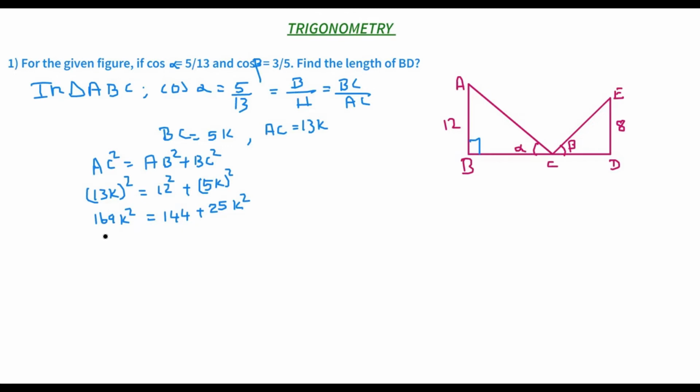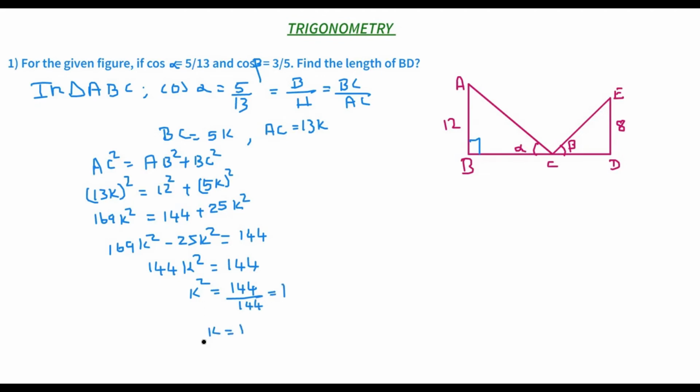Now let's bring all the k's to one side and the number to the other side. So we are going to bring our variable to one side and the constant to the other side. So it is 169k² minus 25k² equals 144. So 144k² equals 144. So on both sides we have 144. We can write it as k² equals 144 divided by 144, which is equal to 1. Since k² is equal to 1, k is also equal to 1. So now we have the value that k is equal to 1.